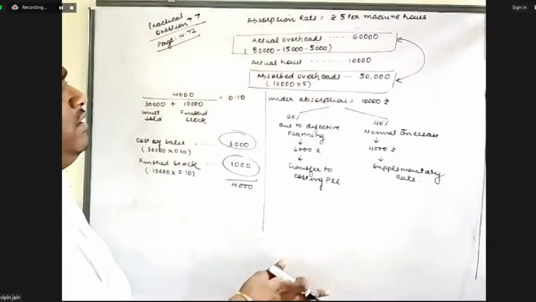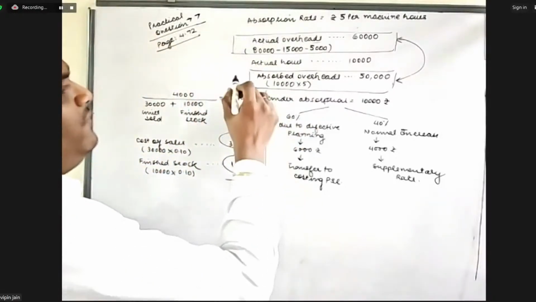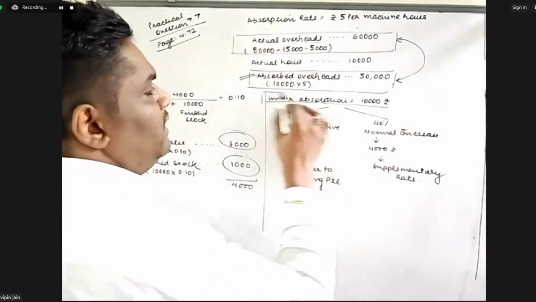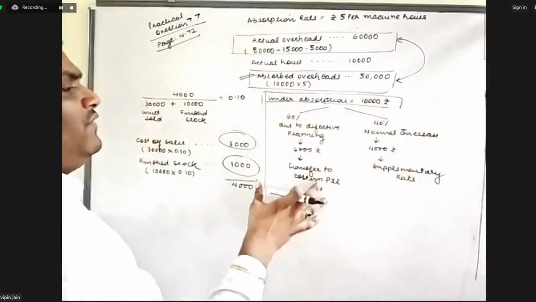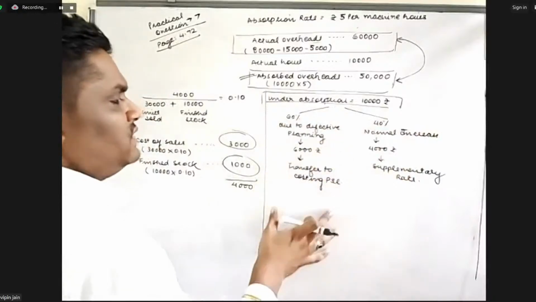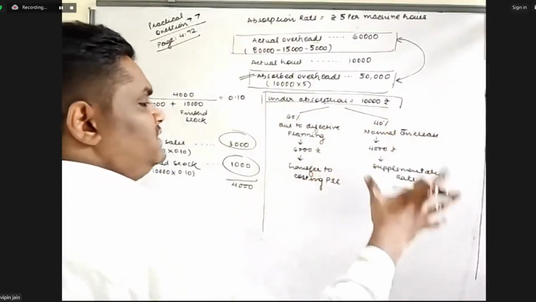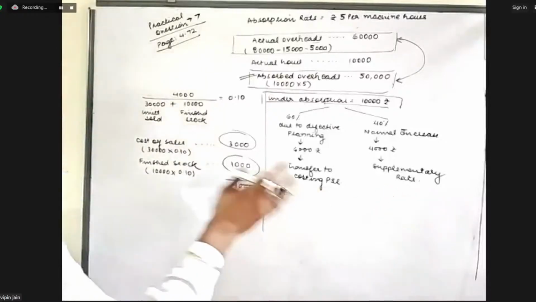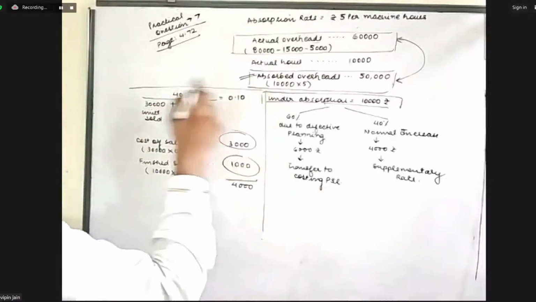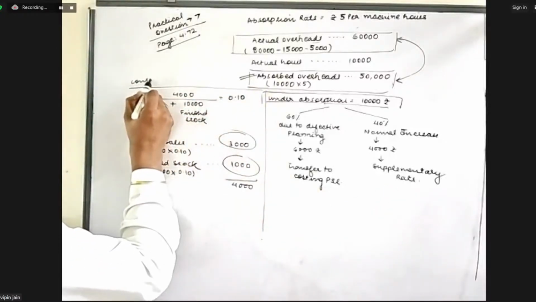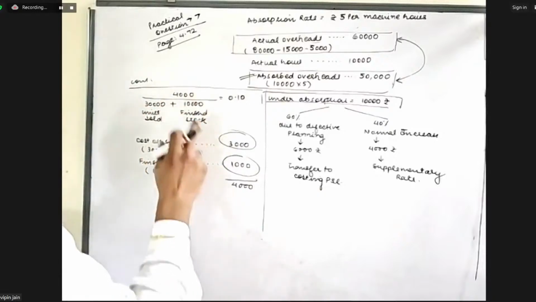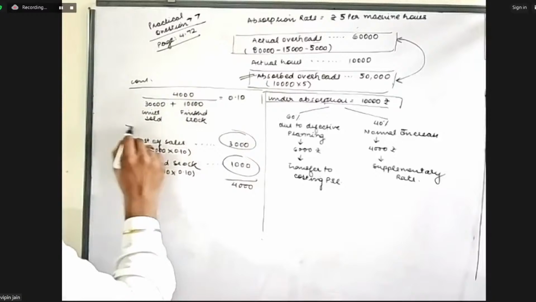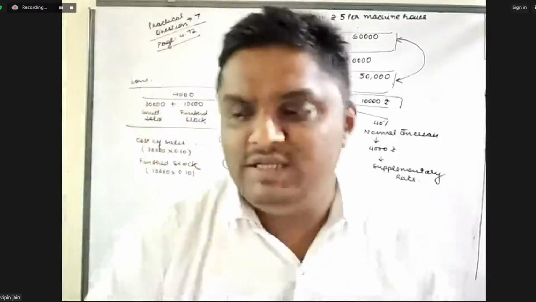So, when talking about this concept, we will first calculate the absorbed overheads. Thereafter, we'll calculate the under or over absorption. Thereafter, if it is due to defective planning, transfer it to costing P&L. If it is normal increase, calculate the supplementary rate. That is 40,000 divided by 40,000, 0.10, and then we will charge it to cost of sales and finished stock.